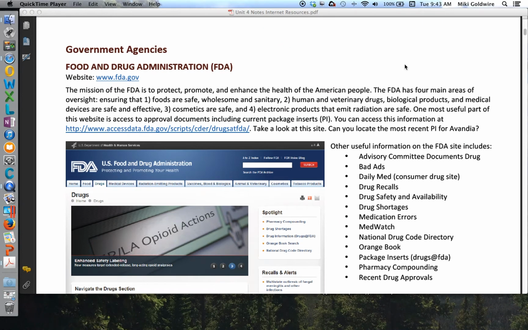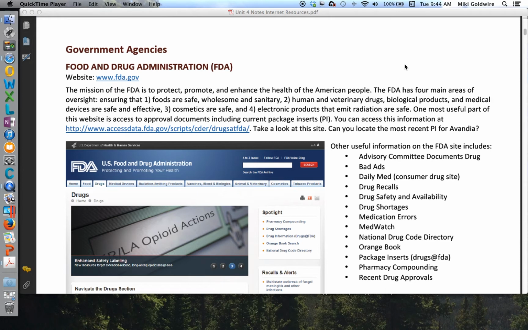Today's lesson will be about internet sites. And I'd like to start talking about those sites that are sponsored by the government. The first one is the FDA. The mission of the FDA is to protect, promote, and enhance the health of the American people.